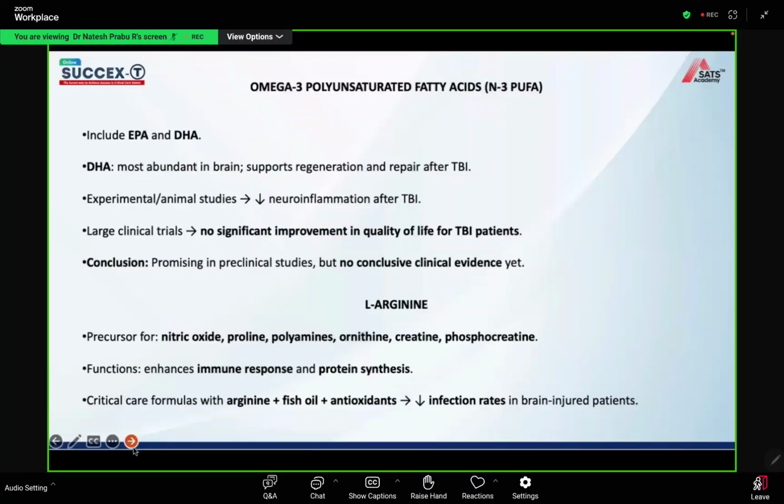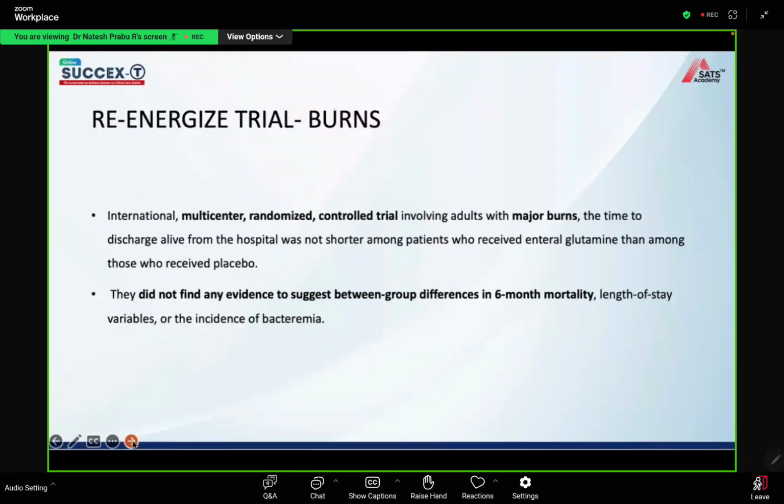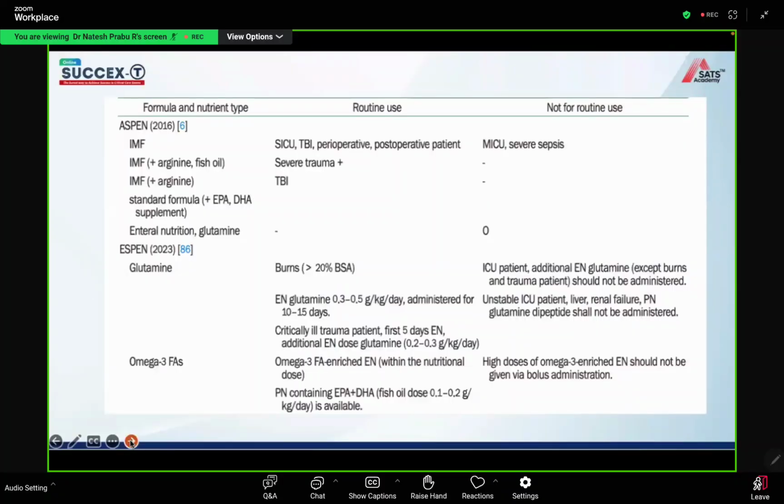Clinical evidence is present. So in burns patients, there was a trial called the RE-ENERGIZE trial, which was a multi-center randomized control trial in major burns. They did not find any evidence to suggest there are group differences in 6-month mortality with the use of enteral glutamine in these patients. So the current recommendation of use of glutamine in burns is also a problem. These we can go through.